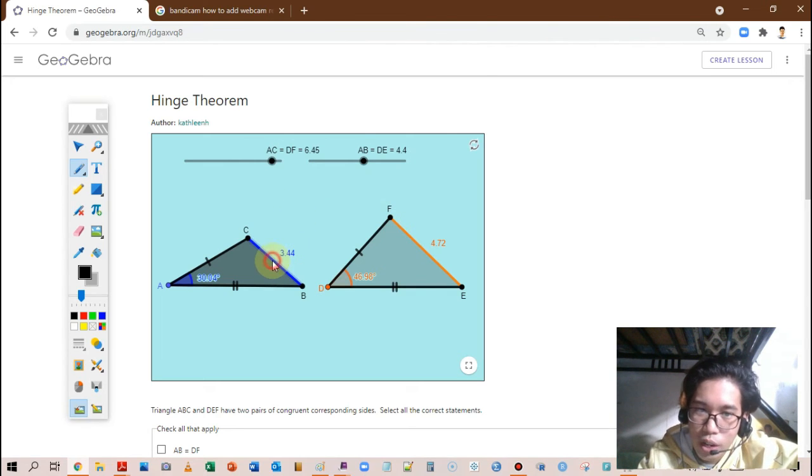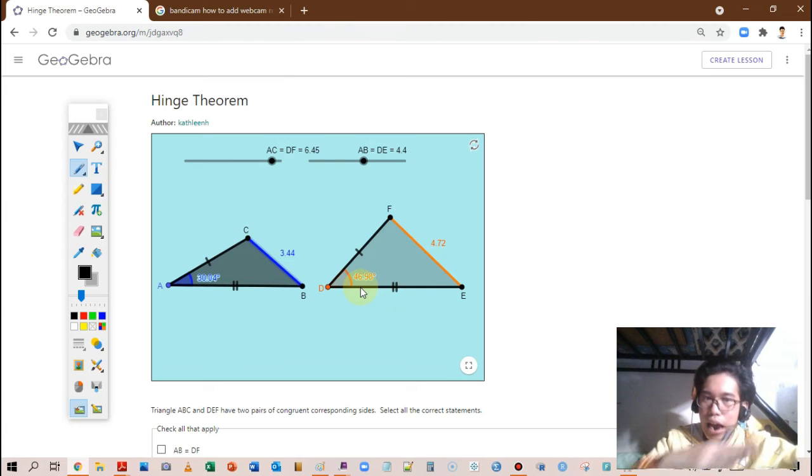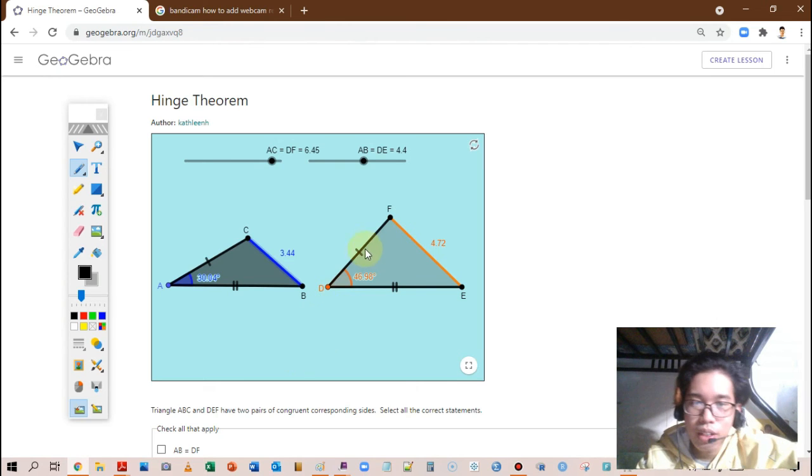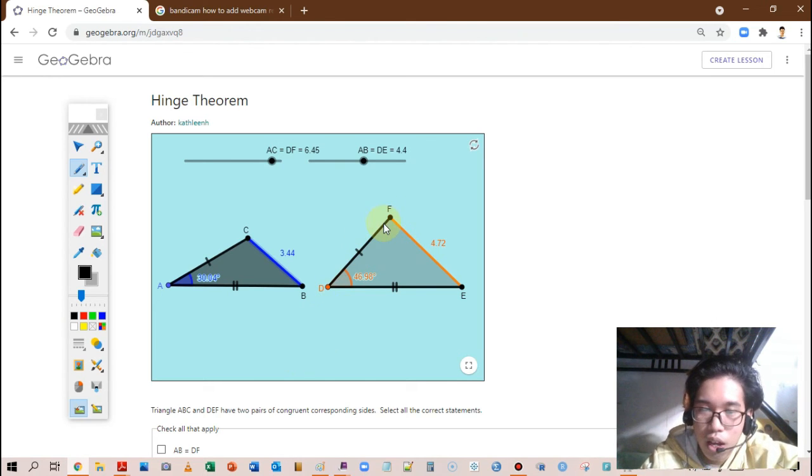We have a smaller triangle, triangle ABC, and a bigger triangle, triangle DEF. The first thing that we're going to notice is that both of these triangles have congruent sides. AC is congruent to DF. The first side of the first triangle is congruent to the first side of the second triangle. The same goes for their second side. So AB is congruent to DE. But what you're going to notice, guys, is the included angle, the angle between those two congruent sides, they are different. So what does the Hinge theorem tell us?